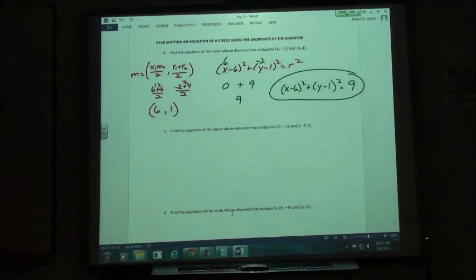Again, I figure why learn 2 different ways of doing it? If you've already done this on the previous type problem, it works.